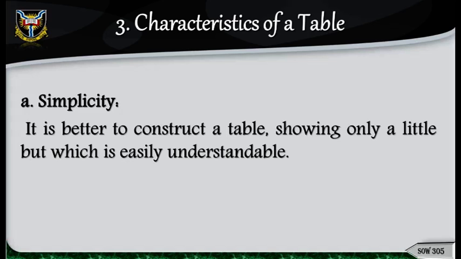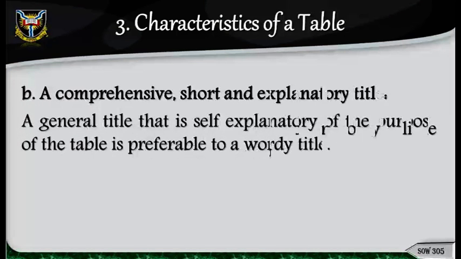3. Characteristics of a table. A statistical table has some general features which are given below. A. Simplicity. A table with too many details or which is too complex will be hard to understand and would, therefore, be of no use. It is better to construct a table showing only a little but which is easily understandable. B. A comprehensive, short, and explanatory title. A general title that is self-explanatory of the purpose of the table is preferred to a wordy title.